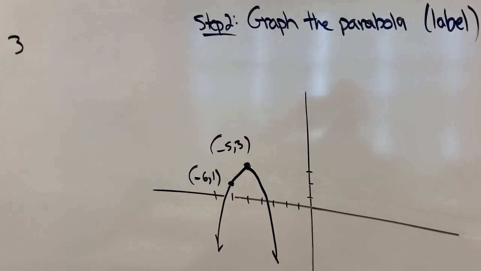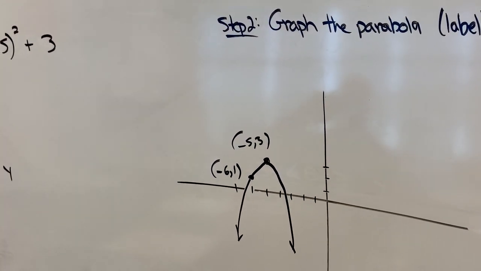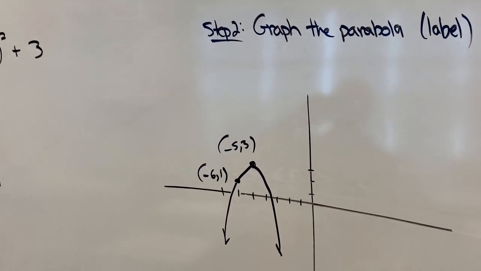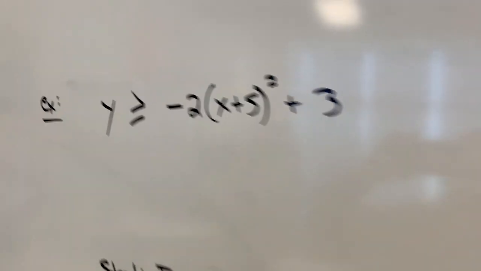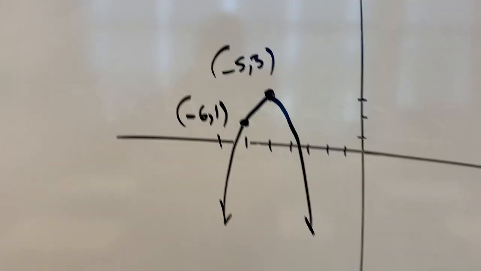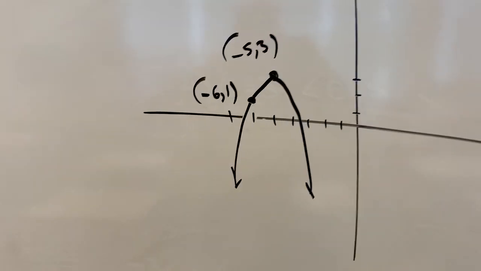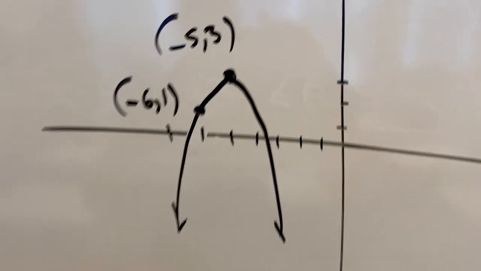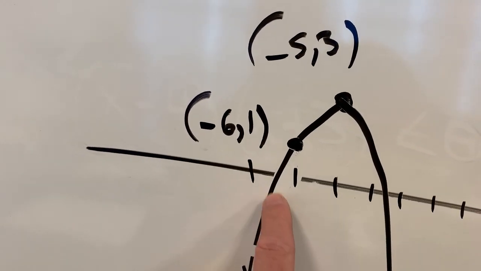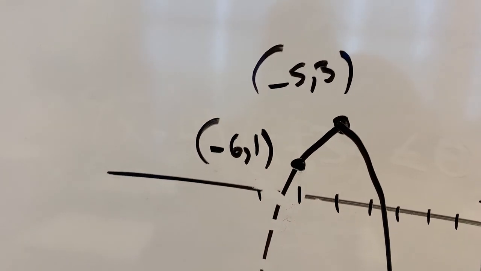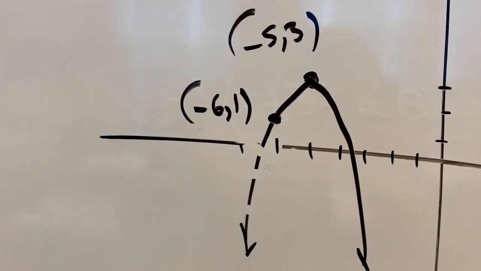The next step is to decide, am I going to be using the curve itself, or do I need to put a dotted curve there? Well, because there's an equal to sign here, the curve itself is part of the solution to the question. So I leave this alone. I don't have to make it a dotted parabola. If it was no equal sign, I'd have to make it a dotted parabola.